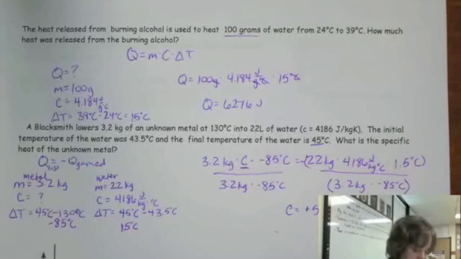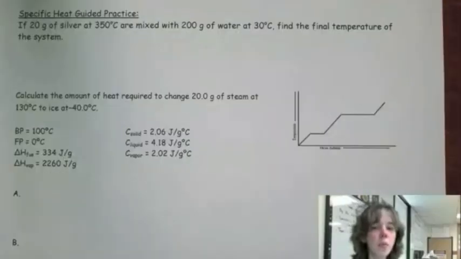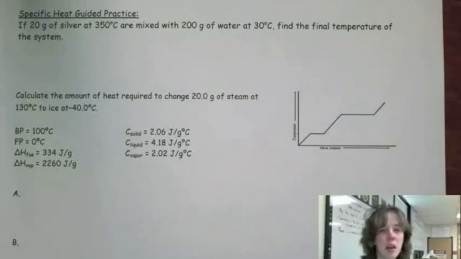All right, so hopefully you tried this guided practice problem on your own. I know this one's a little bit more complicated than most of what we've been doing, but it shouldn't be too bad. So what we're doing here, we have the specific heat problem. If 20 grams of silver at 350 degrees Celsius are mixed with 200 grams of water at 30 degrees Celsius, we want to find the final temperature of the system.